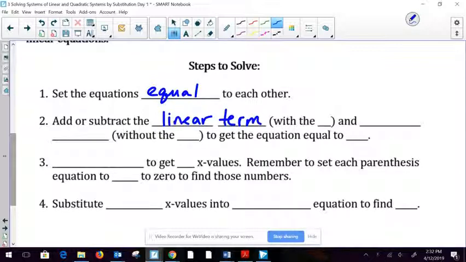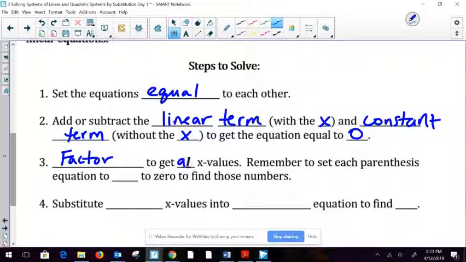In case you're not sure which one that is, that's the one with the x. And the constant term, that's the one without the x. Our whole goal here is to get the equation equal to 0. Once the equation's equal to 0, we're going to factor to get all x values. Remember that you're going to have to set each parenthesis equal to 0 to find those numbers. The last step is you substitute both x values into either equation to find y.